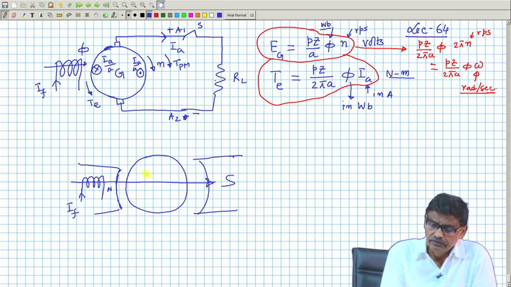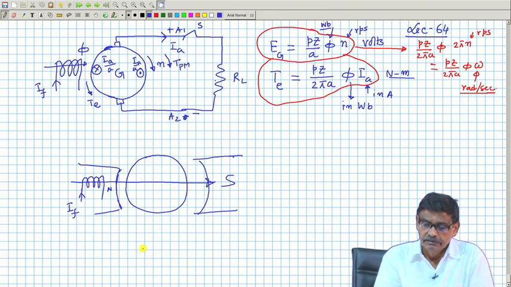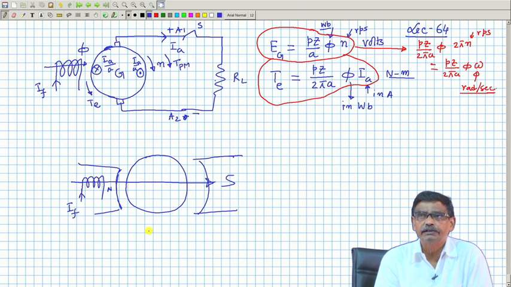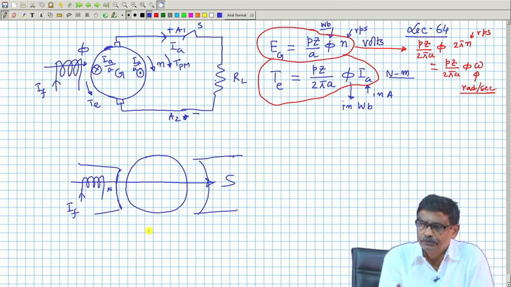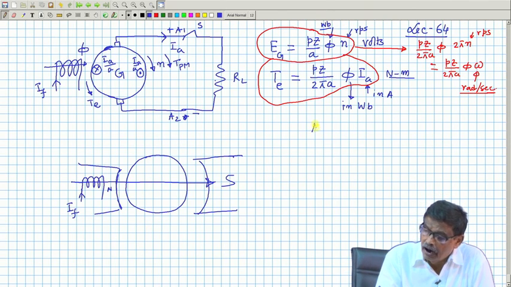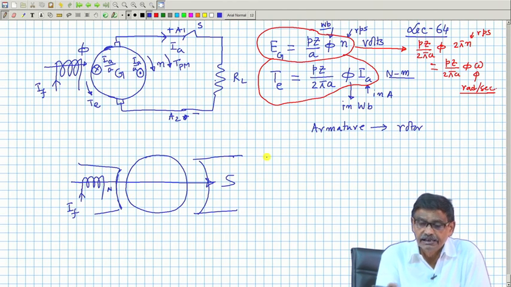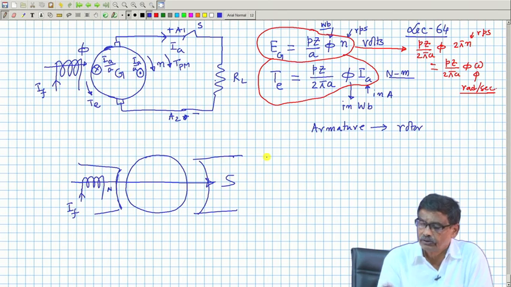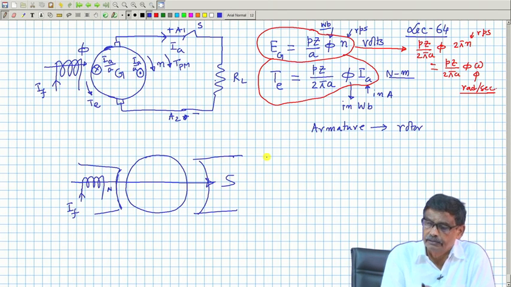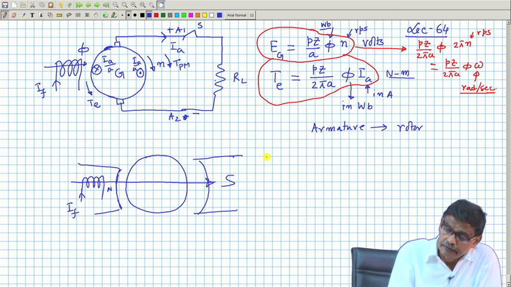Now, if there is no armature current, that is if this switch is open, then of course there is no armature rotor field. Stator field is present, no rotor field. Mind you, armature is the rotor. The armature winding is housed in the rotor, not on the stator. Stator is this field winding. So anyway, this is the fine case.